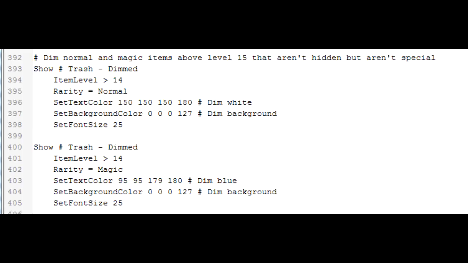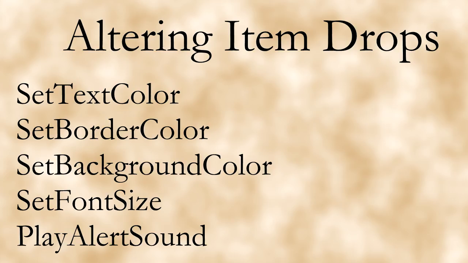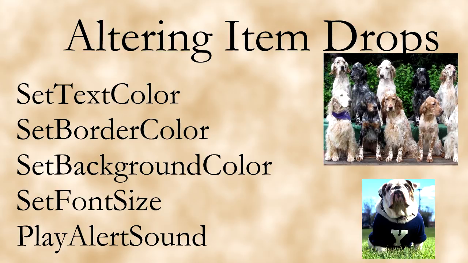Now that you know how to specify exactly what items you want to modify, let's look at what you can change about item drops. There are 5 different types of functions given to make changes. Most of these are set functions, or setters, which set a specific attribute of an item, such as font size or text color, to the value you specify. Set text color, set border color, set background color, set font size.